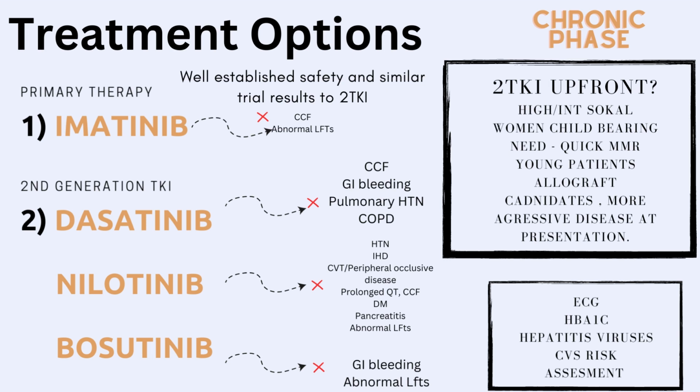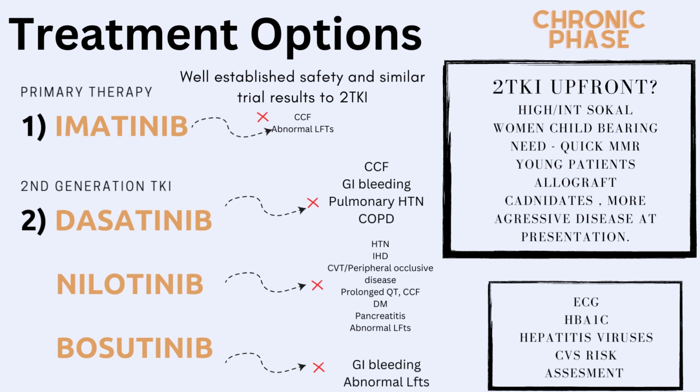And some groups may benefit from a second-generation TKI upfront. It might be those with a higher or intermediate ELTS or Sokal score, or women who wish to have children and want to achieve a rapid molecular response. It can also be used in younger patients, normally under the age of 30, who are excellent candidates for stem cell transplant. So comorbidities should always be used to help choose the right second-generation tyrosine kinase inhibitor.